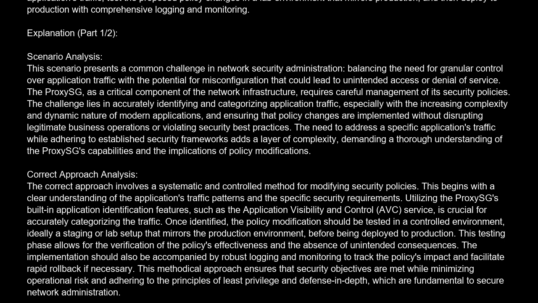This testing phase allows for the verification of the policy's effectiveness and the absence of unintended consequences. The implementation should also be accompanied by robust logging and monitoring to track the policy's impact and facilitate rapid rollback if necessary. This methodical approach ensures that security objectives are met while minimizing operational risk and adhering to the principles of least privilege and defense in depth, which are fundamental to secure network administration.